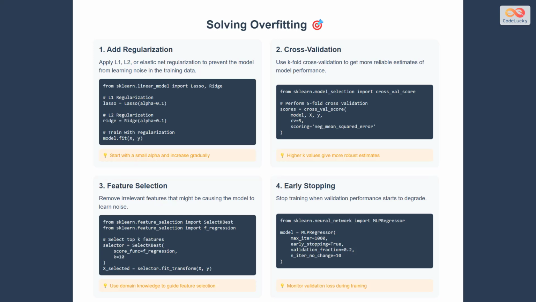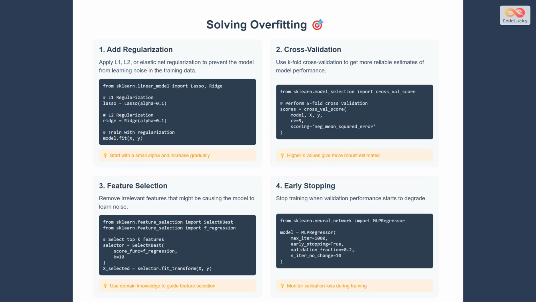Below is the code snippet. from sklearn.linear_model import Lasso, Ridge. L1 regularization. lasso equals Lasso with alpha equal to 0.1. L2 regularization. ridge equals Ridge with alpha equal to 0.1. Train with regularization. model.fit(X, y). Start with a small alpha and increase gradually.